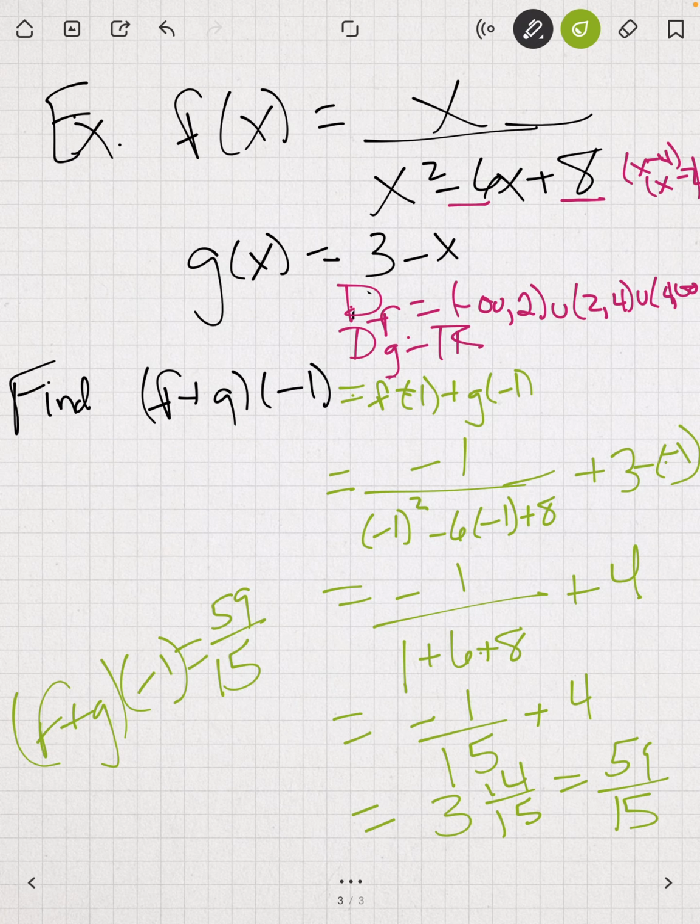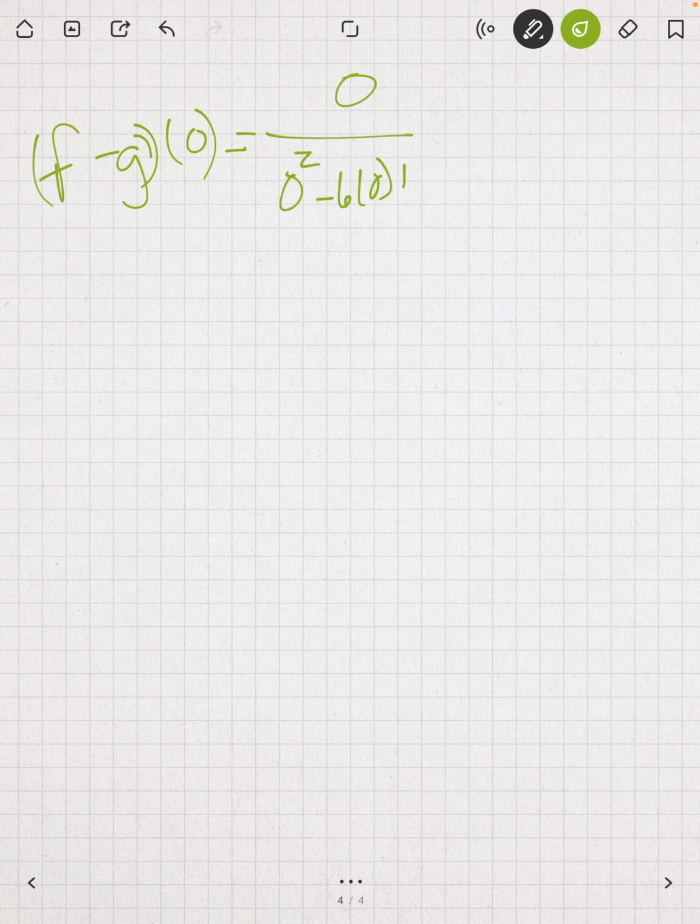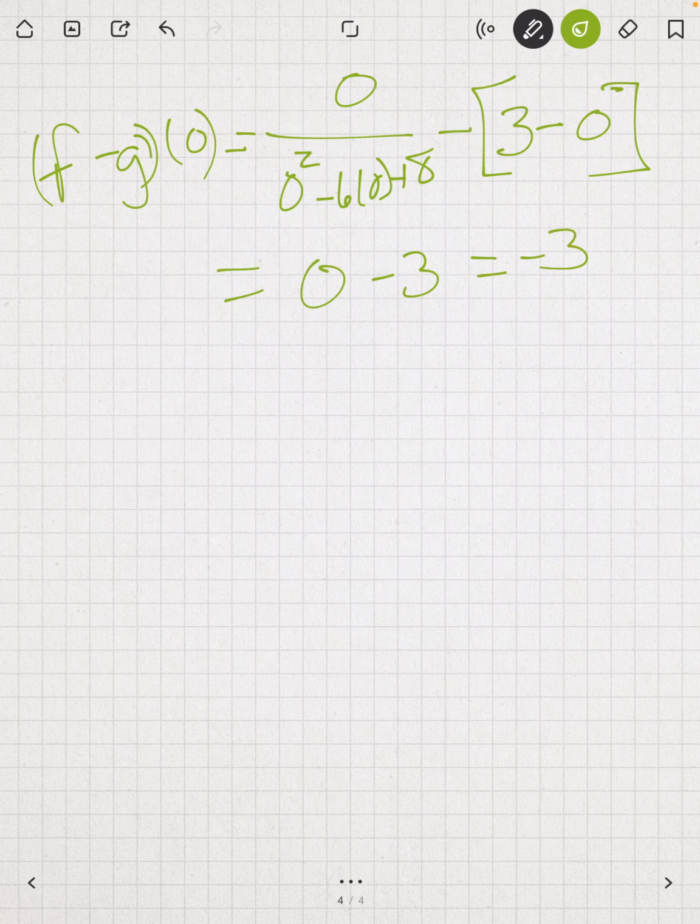Alright, so we're going to use these same f and g values, but we're going to go on to f minus g at 0. Well, that's just 0 over 0 squared minus 6 times 0 plus 8, minus, and put a big bracket so we make sure we remember to distribute our negative, 3 minus 0. Well, 0 over 8 is 0, minus 3, negative 3.